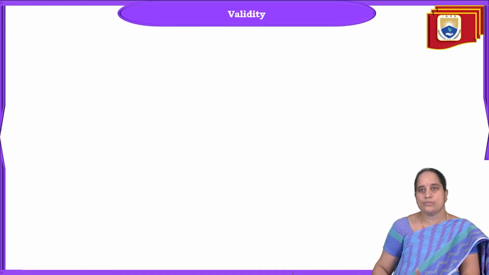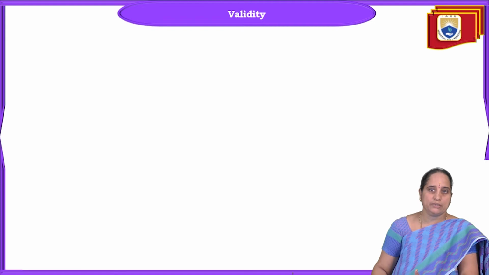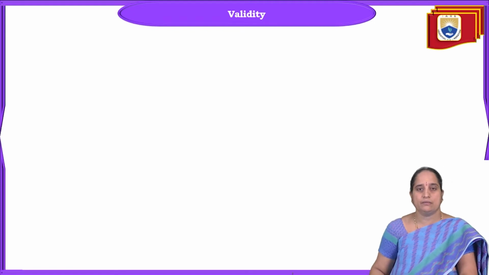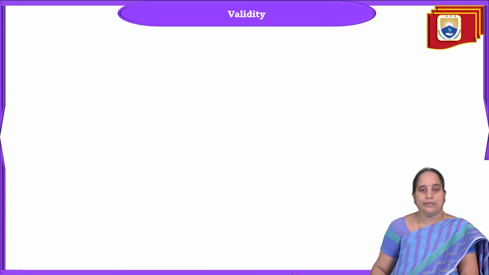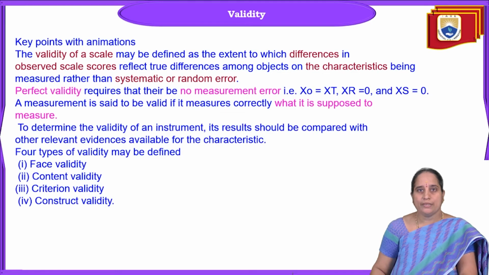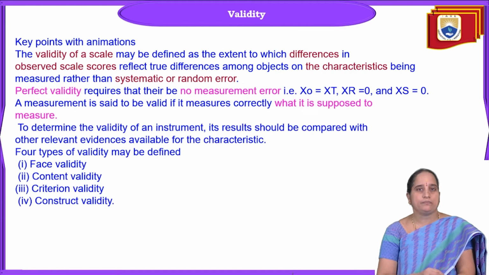So the consistency or reliability of measurement should be measured with the help of three methods. One is the test-retest method, second is the alternate form method, and third is the split half method. The next one is validity.